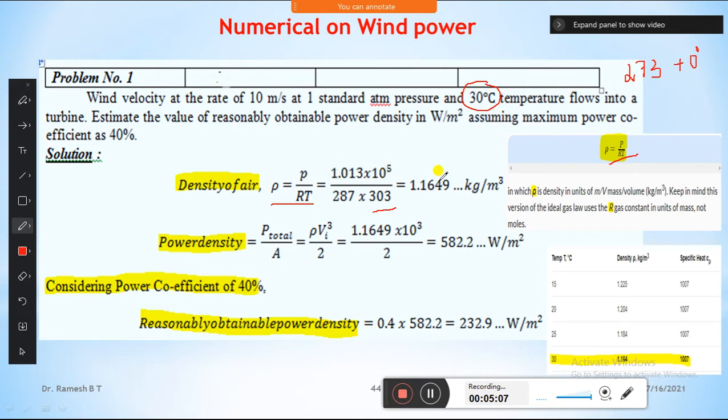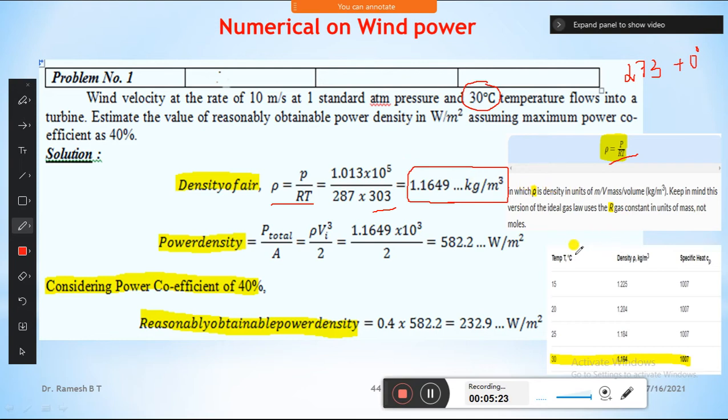and substitute these values, and if you simplify, the final value of density of air for this atmospheric temperature and this standard pressure gives 1.1649 kg per meter cube. With the help of a calculator you have to calculate.